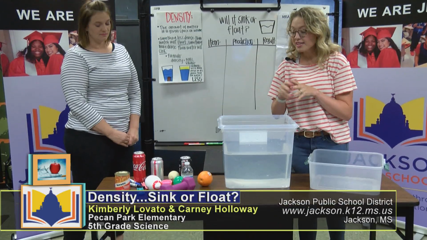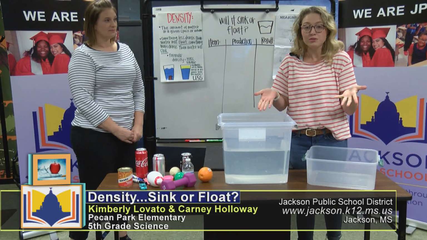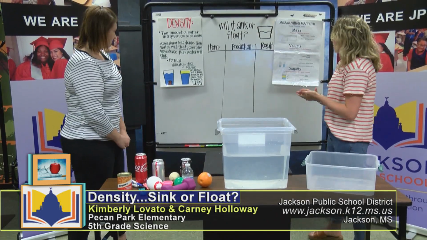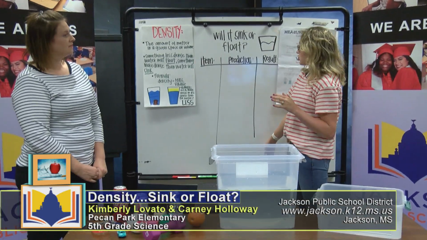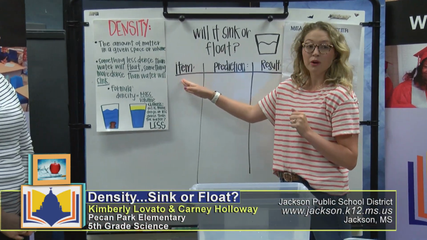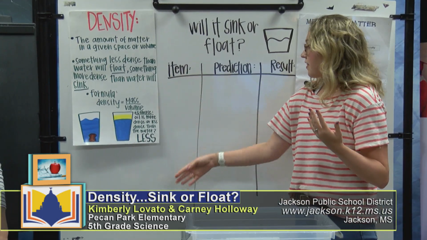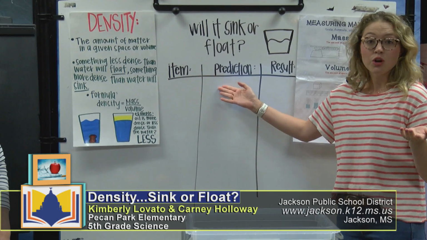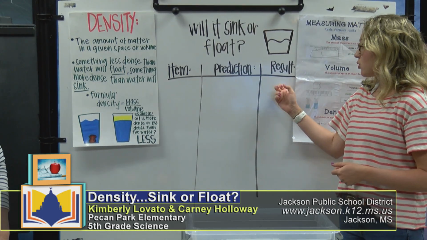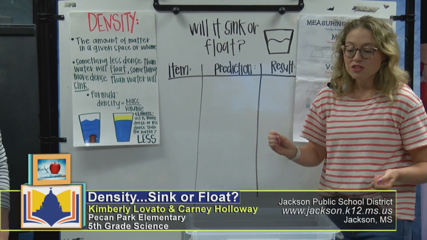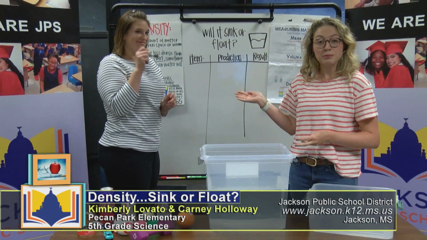So today we're going to test a few objects that we found around our house. Ours might look a little bit different, but that's okay. That's what makes science fun. You're also going to want a piece of paper and a pencil, and you're going to want to write this prediction chart. In one column we wrote the item, which is what we're going to test. Then our prediction: is it going to sink or float? Then we will test it, and we will write down the result of what really happened. So while I'm putting the objects in, Miss Lovato is going to help with the prediction table.